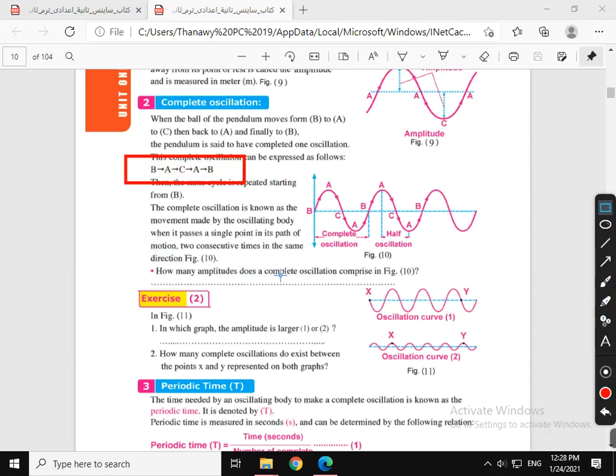So we can define it as the motion of an oscillating body when it passes by a fixed point on its path two successive times in the same direction. Again, it is the motion of an oscillating body when it passes by a fixed point on its path two successive times in the same direction.